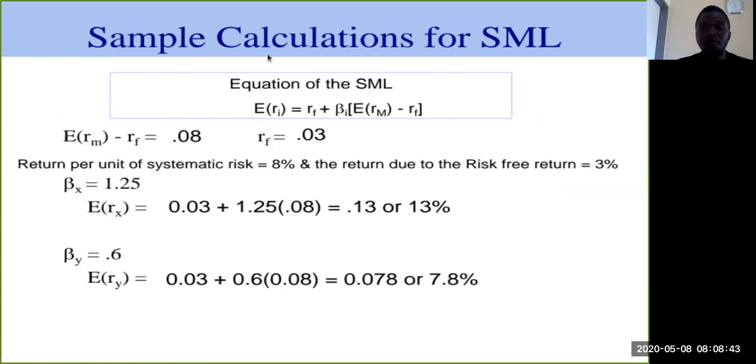Sample calculation for security market line. So you've got the equation of the security market line. This is the equation that we had earlier for the capital asset pricing model. Everything has been given to you, as you can see, and the only thing that you have to do is calculate the expected return. Return per unit of systematic risk is 8%.